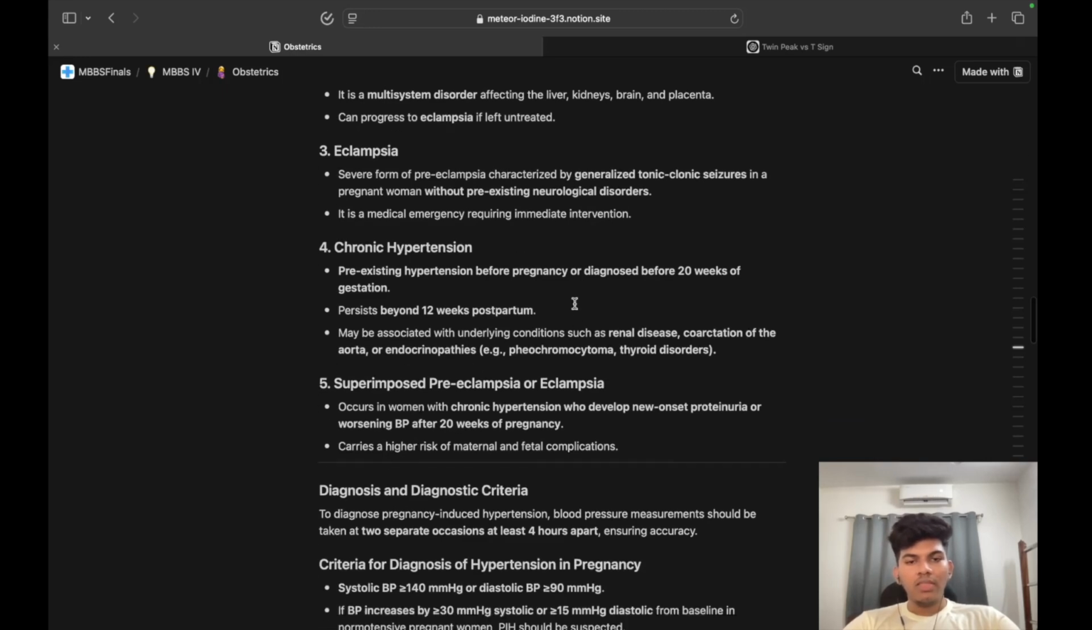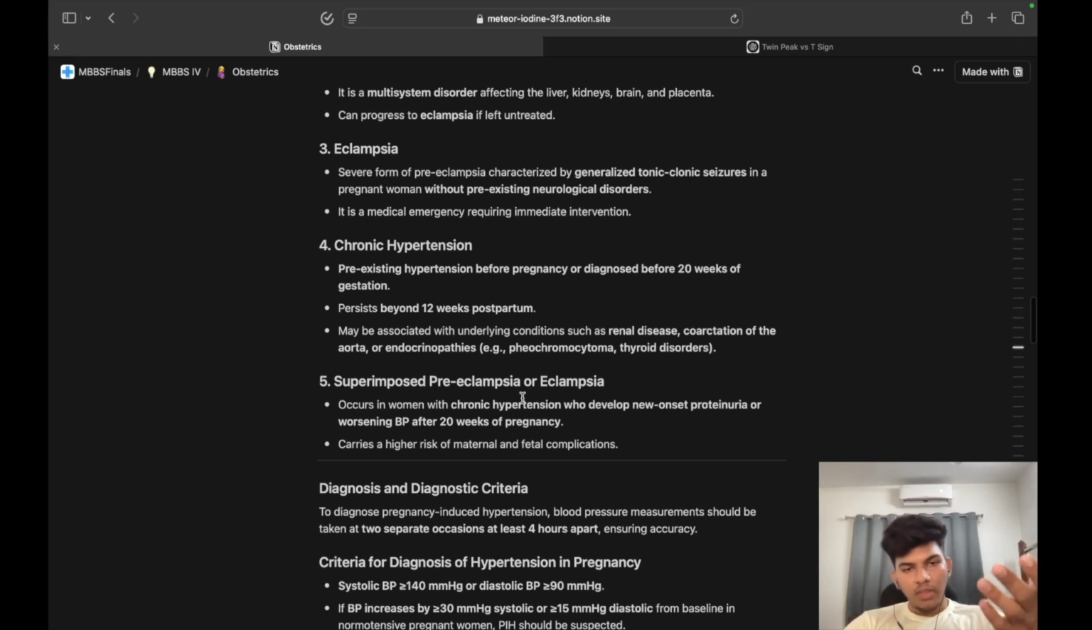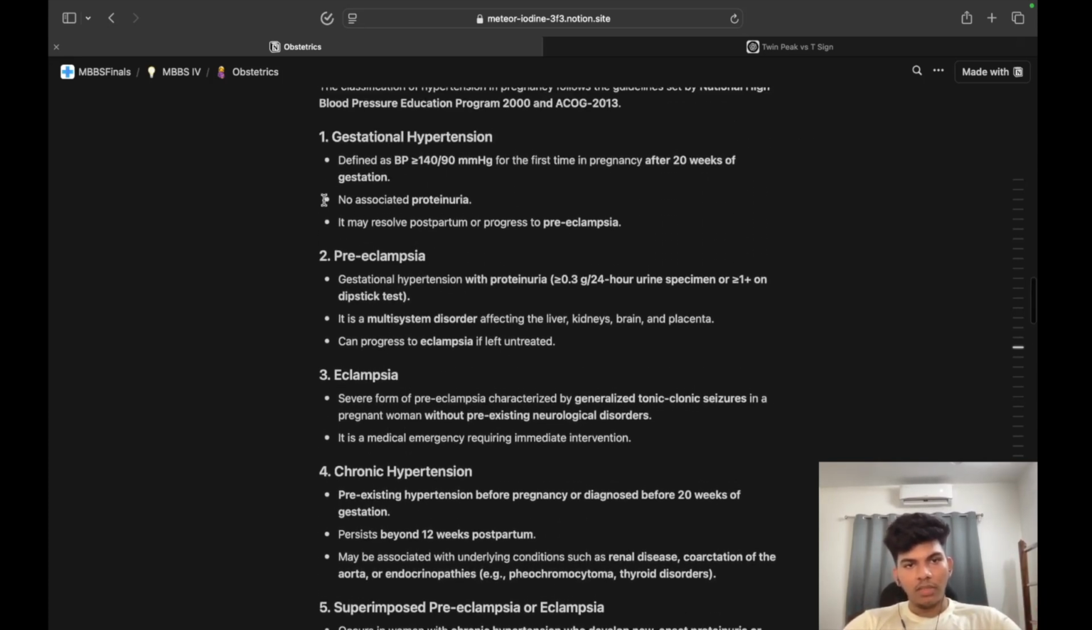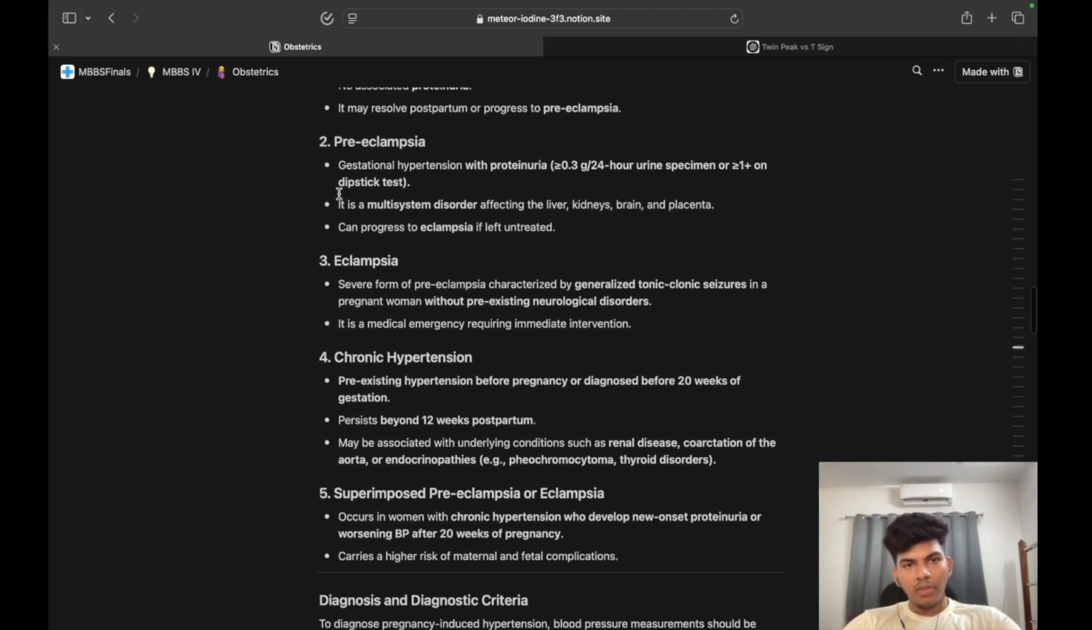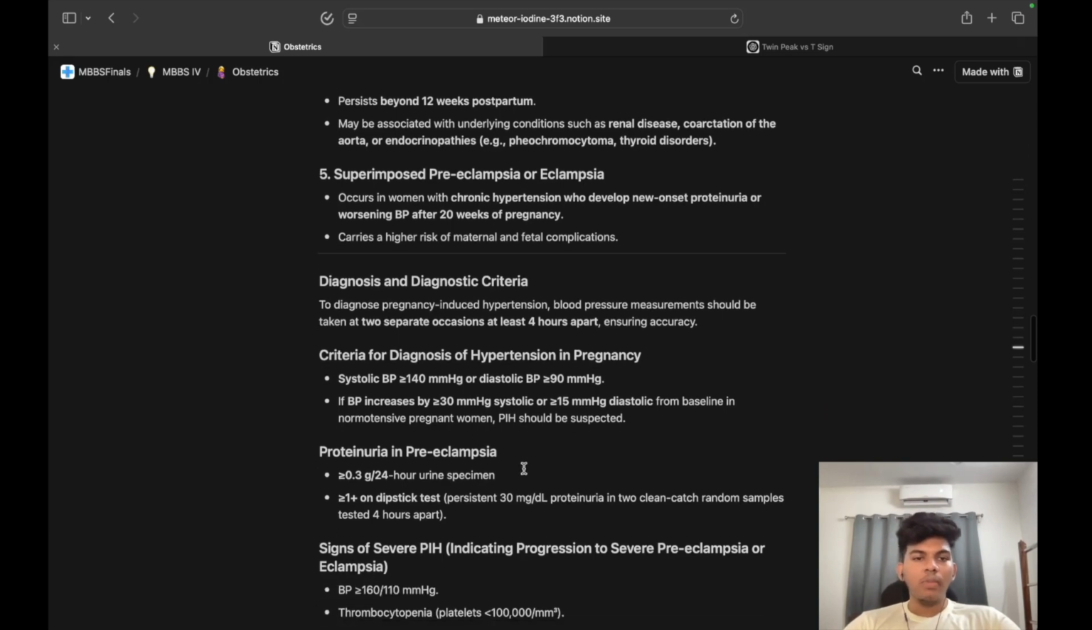Coming to superimposed preeclampsia or eclampsia, it occurs in women with chronic hypertension who develop new onset proteinuria or worsening BP after 20 weeks of gestation. So, the person has chronic hypertension and it is not this, and then develops this. That is what is mentioned here. Carries high risk of maternal and fetal complications.